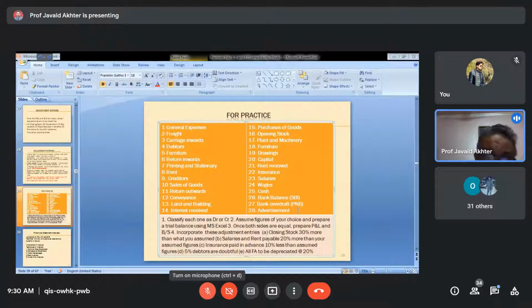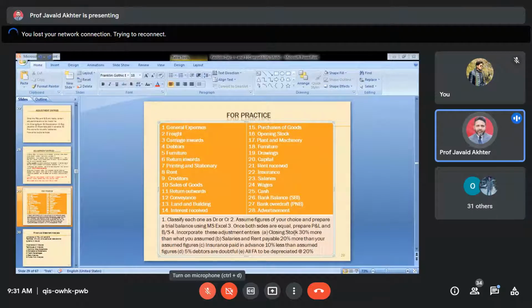If there are 35 of you, there will be 35 figures of advertisement. All of you will not assume 10,000. Let us assume that some of you, maybe 5, 10 of you can assume this figure as 10,000 and cash as 20,000. But all the figures will not match if you are doing it independently. That is the reason you will do it on your own. Once both sides are equal, prepare profit and loss account and balance sheet the way I have explained to you.